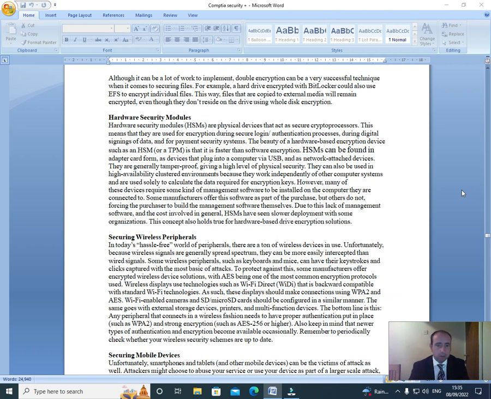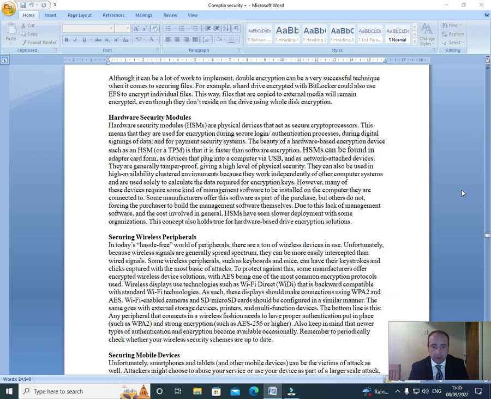Hardware security modules. Hardware security modules, HSMs, are physical devices that act as security crypto processors. This means that they are used for encryption during secure login authentication processes, during digital signing of data, and for payment security systems. The beauty of a hardware-based encryption device such as an HSM or a TPM is that it is faster than software encryption.